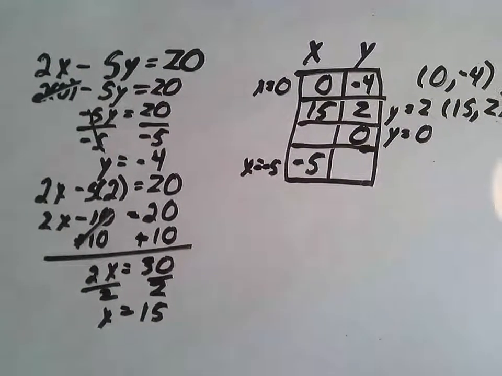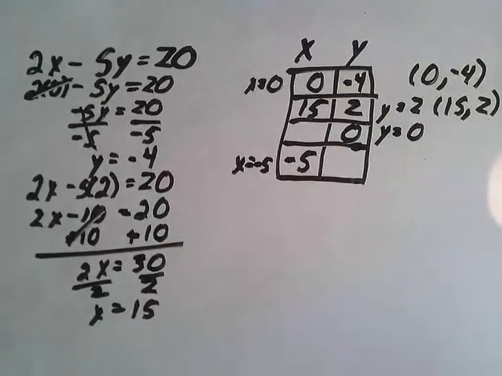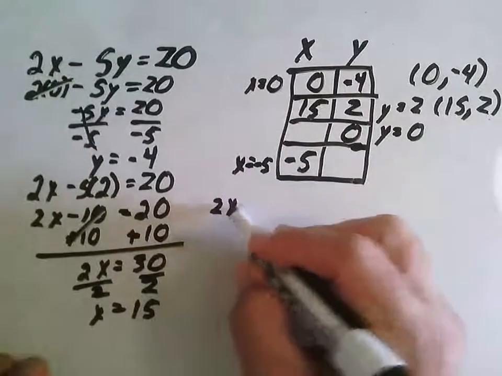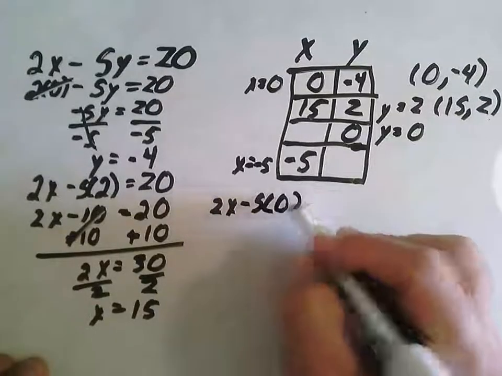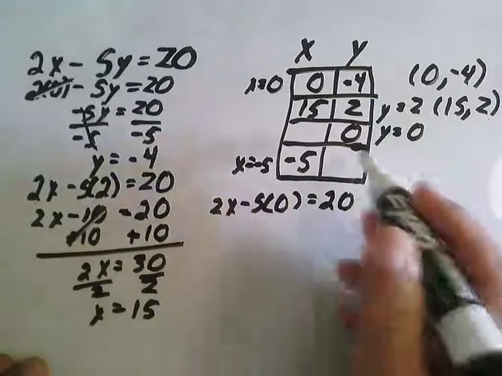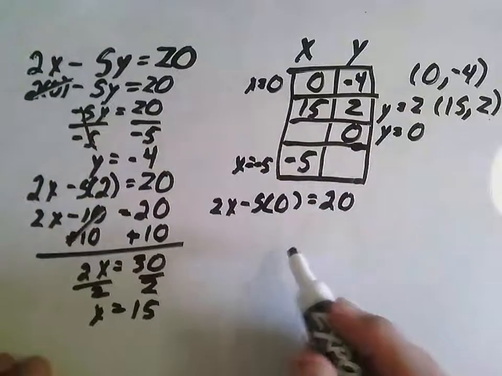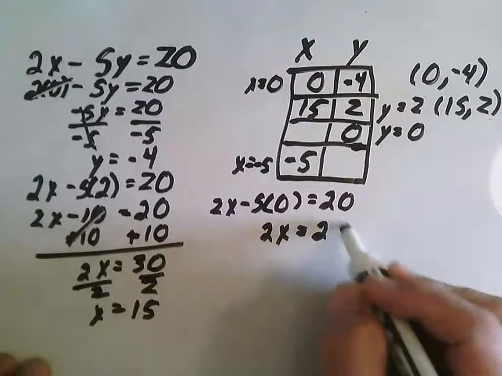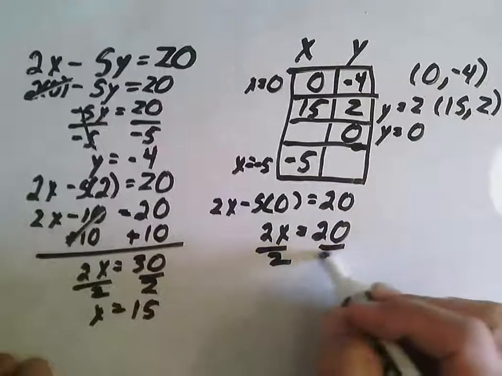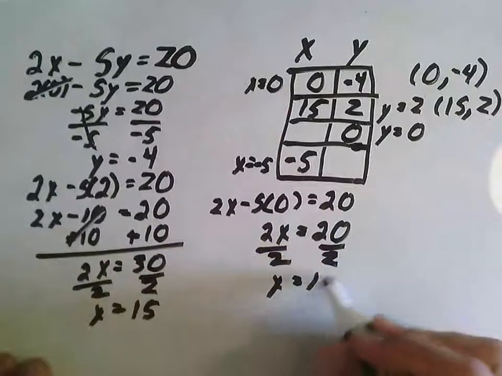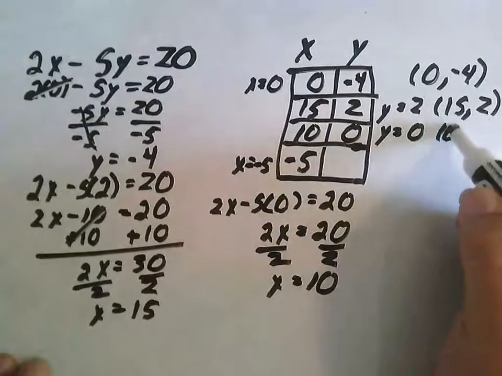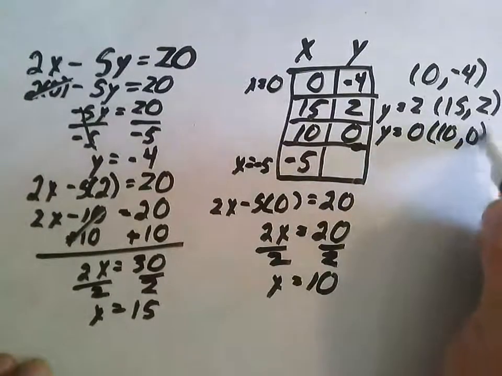For the y is equal to 0, kind of the same thing. Y is just substituted in, so that's going to be 2x minus 5 times 0 is equal to 20. So each one of these is kind of its own separate problem. Anything times 0 is 0, so this just becomes 2x is equal to 10. Divide them both by 2, and x is equal to 5. So I just enter in 5 here. If I was to write this as an ordered pair, it would be 5 and 0.